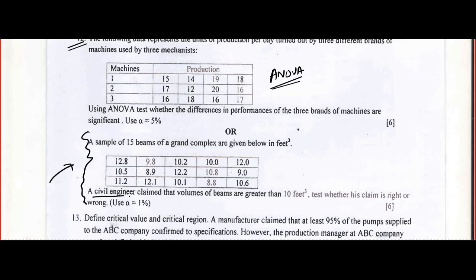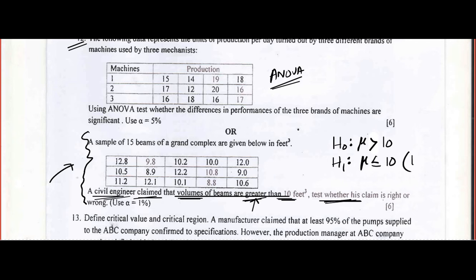A civil engineer claimed that the volume of beams are greater than 10 feet. So he's like the manufacturer. He's giving the proposed value. So that will be the null hypothesis. So the null hypothesis tells you volume of the beam is greater than 10, and test whether his claim holds, so of course the alternative will be less than or equal to 10. So this is left tailed.